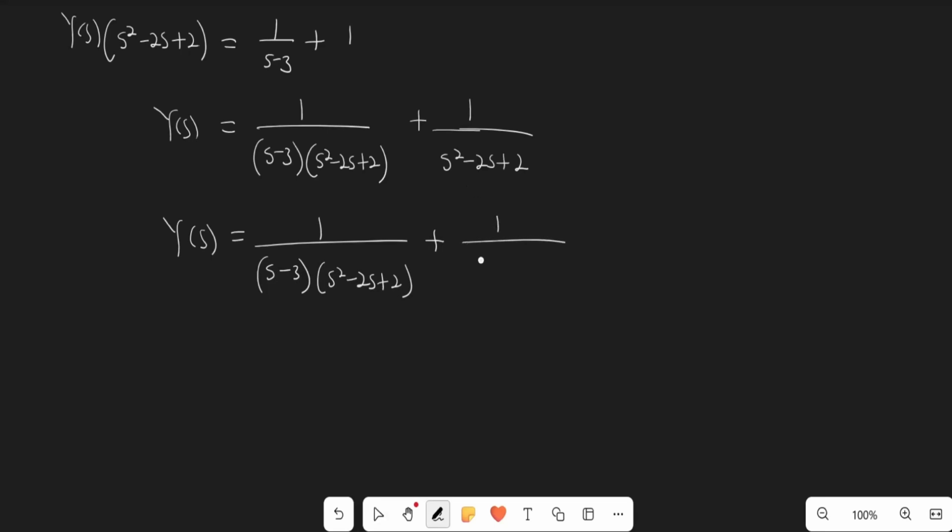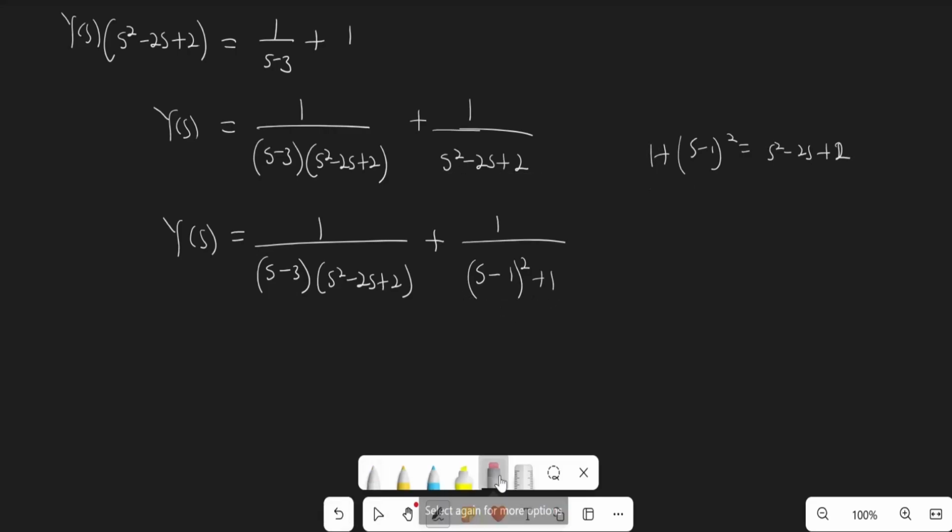S squared minus 2s plus 2 can be written as s minus 1 all squared. So s minus 1 all squared is equal to s squared minus 2s plus 1. But we have plus 2, so that means we have to add 1. So adding 1 here, this one is going to be 2. Alright, so in place of s squared minus 2s plus 2, I'm going to replace that with s minus 1 all squared plus 1, which is what we have here. Alright, so now let me clean this one. Alright, so now this is what we have.